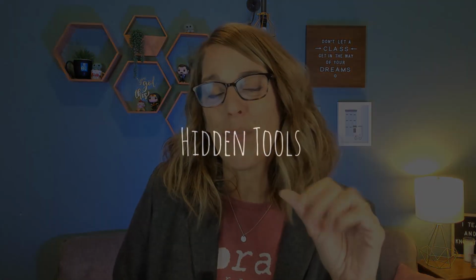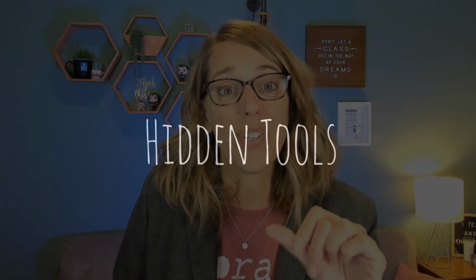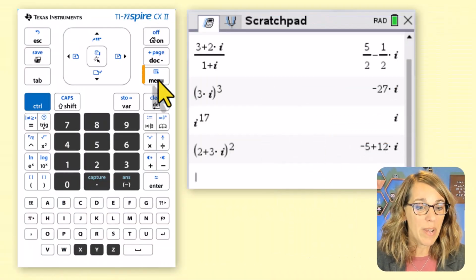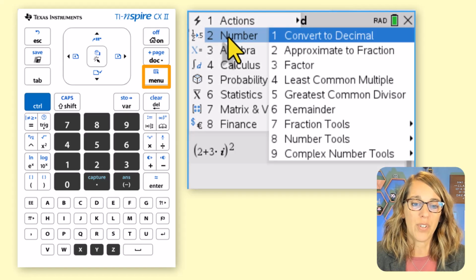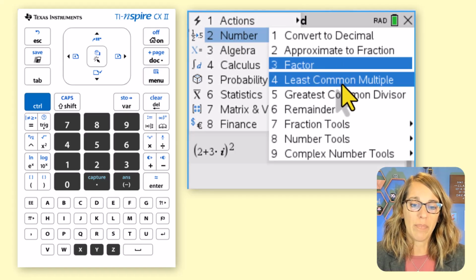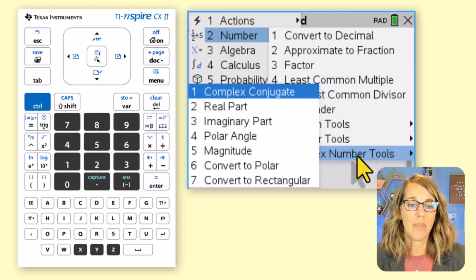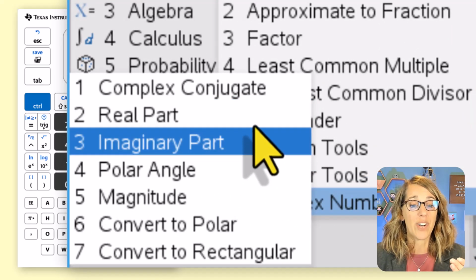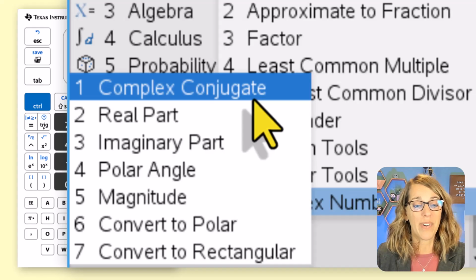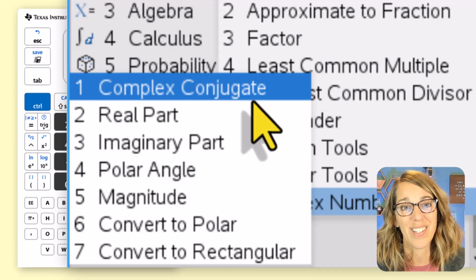Now there are also some hidden complex number tools that you can get from your number menu. I'm going to go into menu here right from the scratchpad, so menu, and then I want number, which is number 2, and we want some complex number tools, which is number 9, and from here you can get to the real part, the imaginary part, that complex conjugate that we worked on, and some more things as well. Your TI-Nspire does so much.